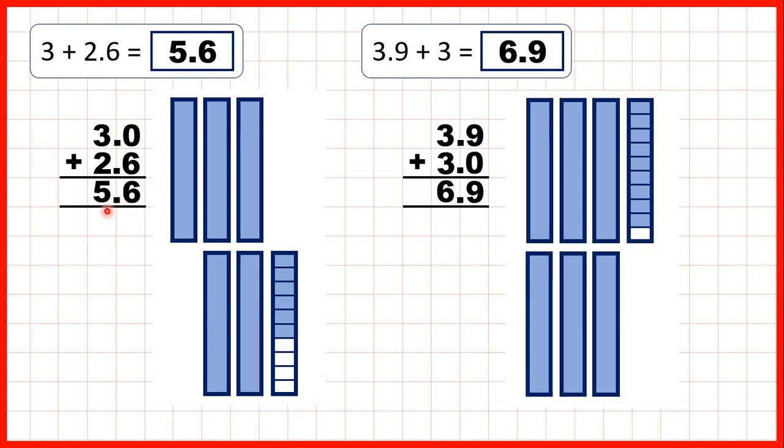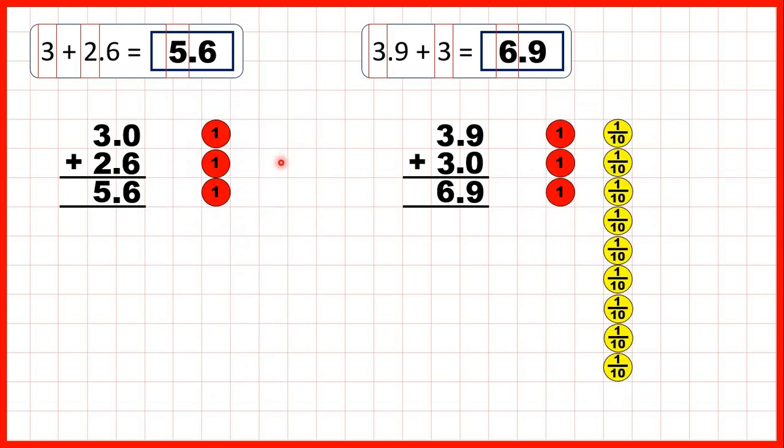Now we used the column method here, but if we understand place value, we don't really need to use the column method for questions like this. For this first question, if we highlight our ones, we have 3 plus 2, so that's 5 ones in our answer, and the 0.6 stays the same. And for this question, if we highlight the ones, we have 3 plus 3, so that's 6, and then the 0.9 stays the same.